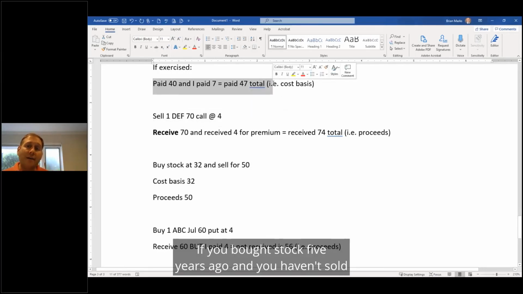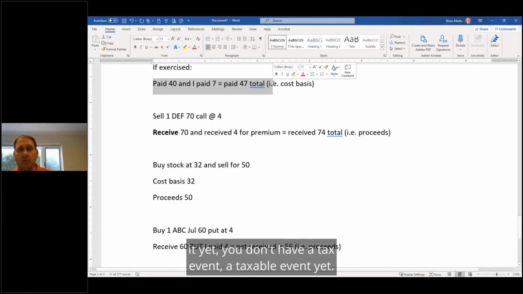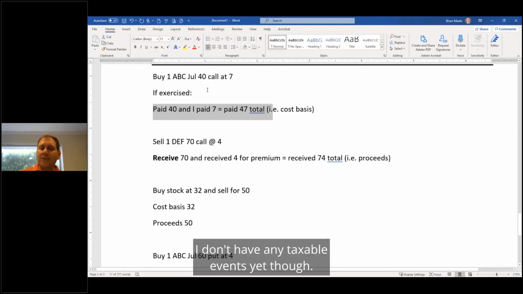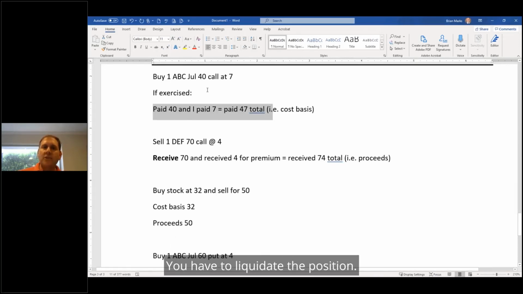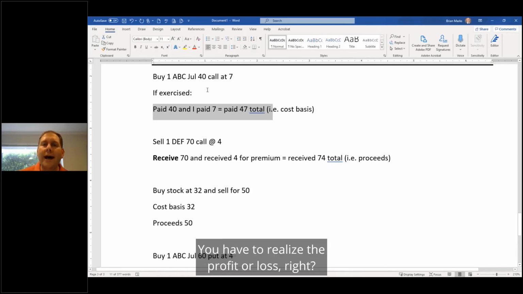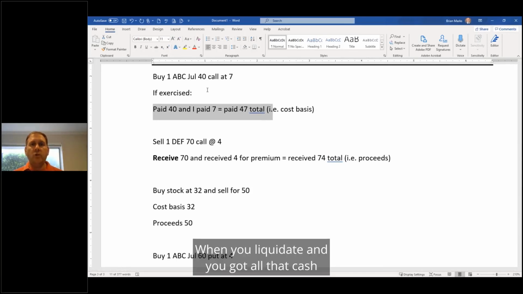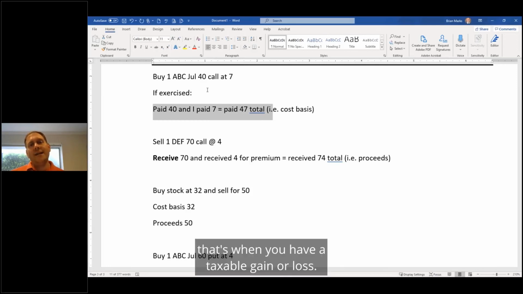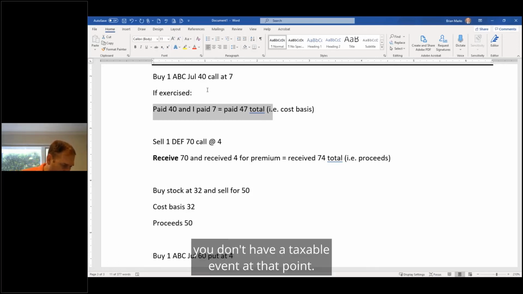If you bought stock 5 years ago and you haven't sold it yet, you don't have a taxable event yet. All of these I'm exercising. I don't have any taxable events yet, though. You have to liquidate the position. You have to realize the profit or loss, right? When you liquidate and you got all that cash into your account, that's when you have a taxable gain or loss. If you exercise and now you just own the stock, you don't have a taxable event at that point.